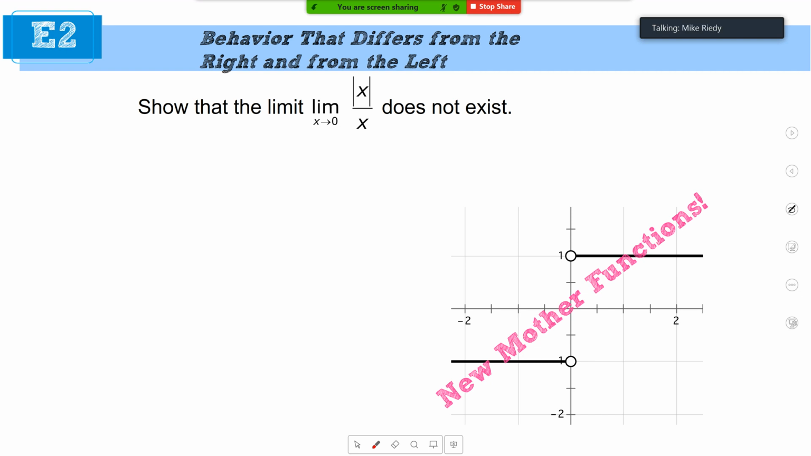Algebra 2. Yeah, there you go. You've been waiting 2 years for this. It's a new mother function, kids. Can I at least get 1 woo? Woo! Thank you, Noah. I know I could count on you.